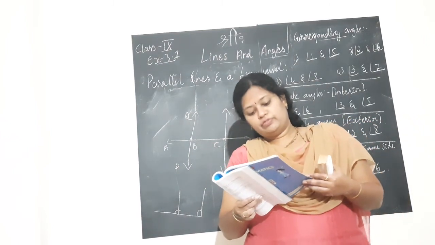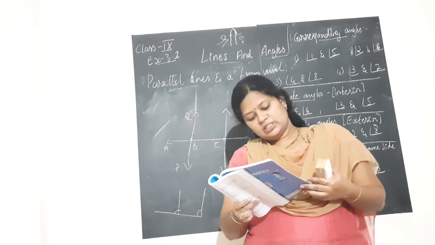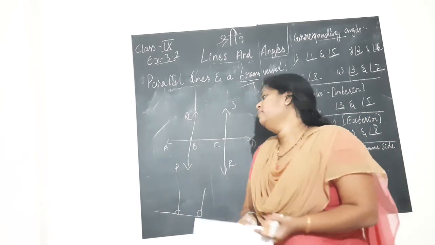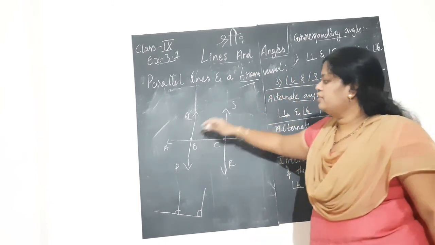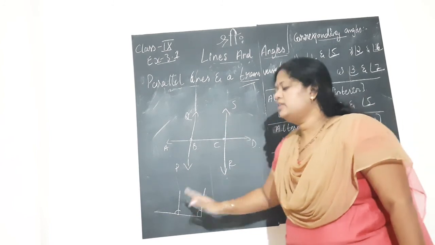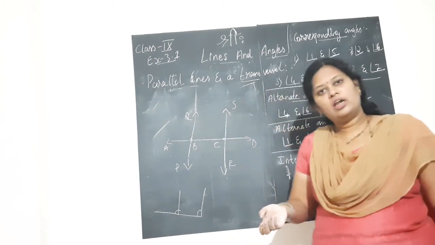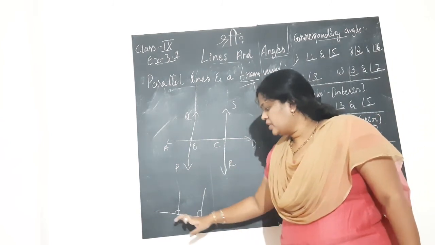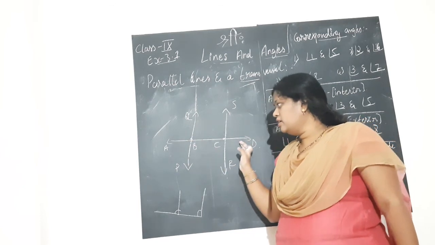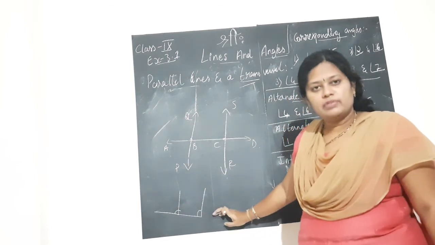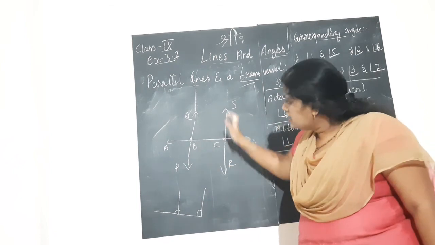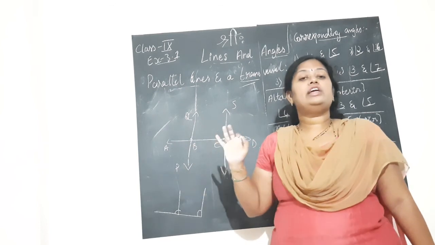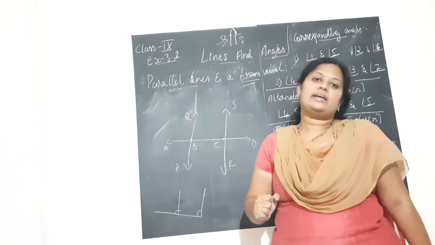Next is axiom 3.4, which you have on the same page. If a transversal intersects two lines such that a pair of corresponding angles is equal, then the lines are parallel. Axiom 3.3 says that if a transversal intersects two parallel lines, then the pair of corresponding angles formed are equal. Axiom 3.4 is just the converse of this. As you know, axioms don't have proofs. You just need to understand the concepts from the axioms, children.